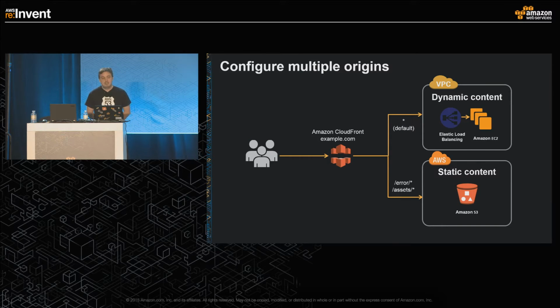Great. So now the second best practice I wanted to talk about is configuring multiple origins. So here we have a whole website delivery for example.com, and you can see what I'm doing is I'm configuring some CloudFront cache behaviors that send assets, or maybe my static error pages, to S3 and my dynamic content to my elastic load balancer, which then I'm doing latency-based routing between AWS regions.